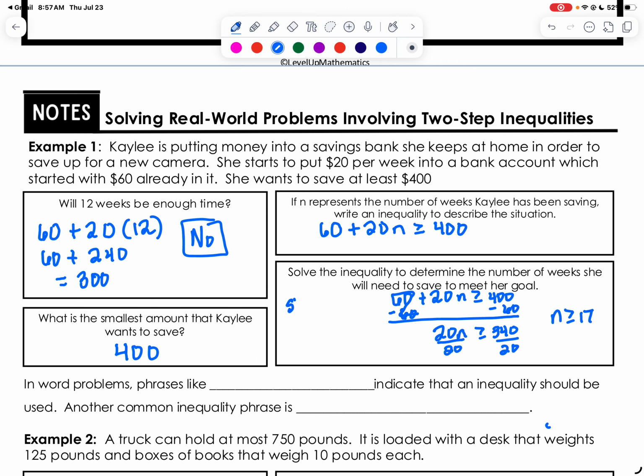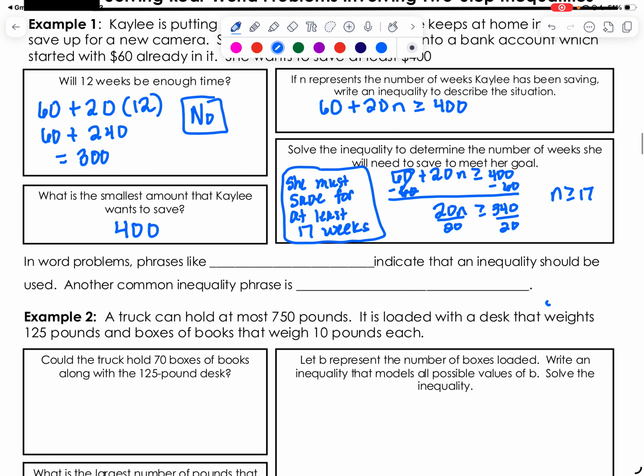So she must save for at least 17 weeks to meet her goal. So in word problems, phrases like at least indicate that an inequality should be used. Another common inequality phrase is at most. So let's look at an example that uses the phrase at most.